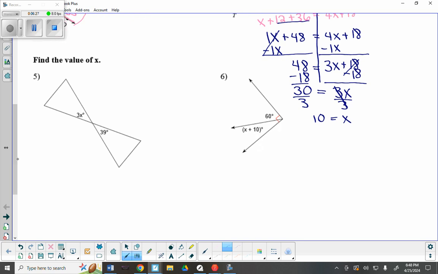All right, in number 5, it says find the value of x. So what we want to do is think about the angles that are represented here. When they're across from each other like that, remember they're called vertical angles. And we learned that those are congruent, which means they are equal in measure. So you set them equal to each other, and then you divide to solve. So x will equal 13.